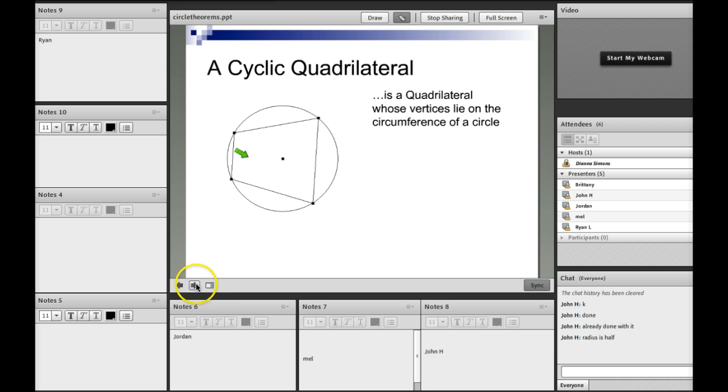So a cyclic quadrilateral is a quadrilateral whose vertices lie on the circumference. Okay, opposite angles add up to 180. So these two angles add up to 180, and then these two angles are going to add up to 180. And how many degrees are in a quadrilateral? 360.